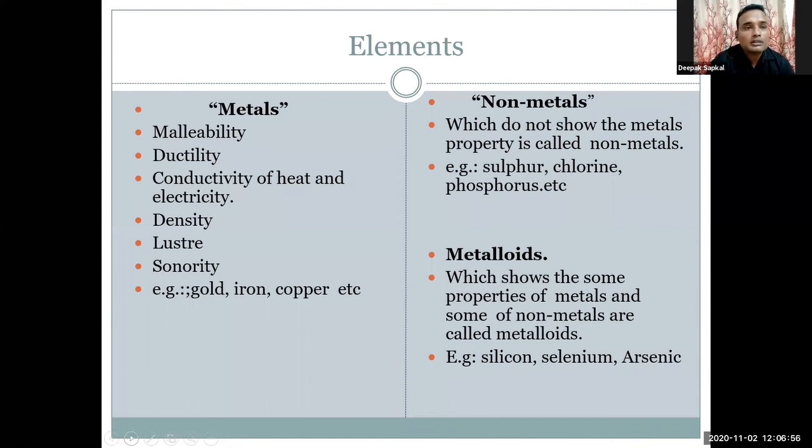Metals are the things which have some specific properties. The properties are malleability, ductility, conductivity of heat and electricity, density, luster, and sonority. These are the properties. Examples of metals are gold, iron, copper, etc. So what is malleability?